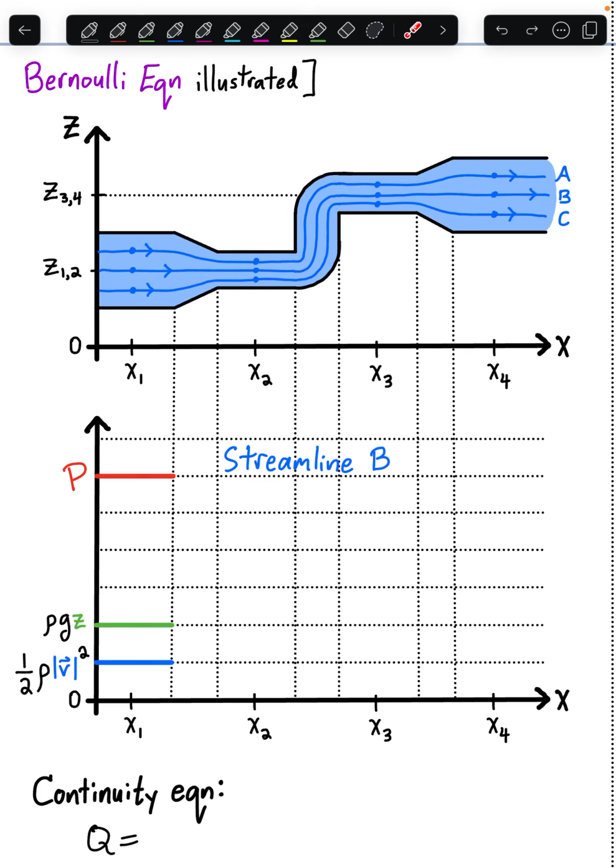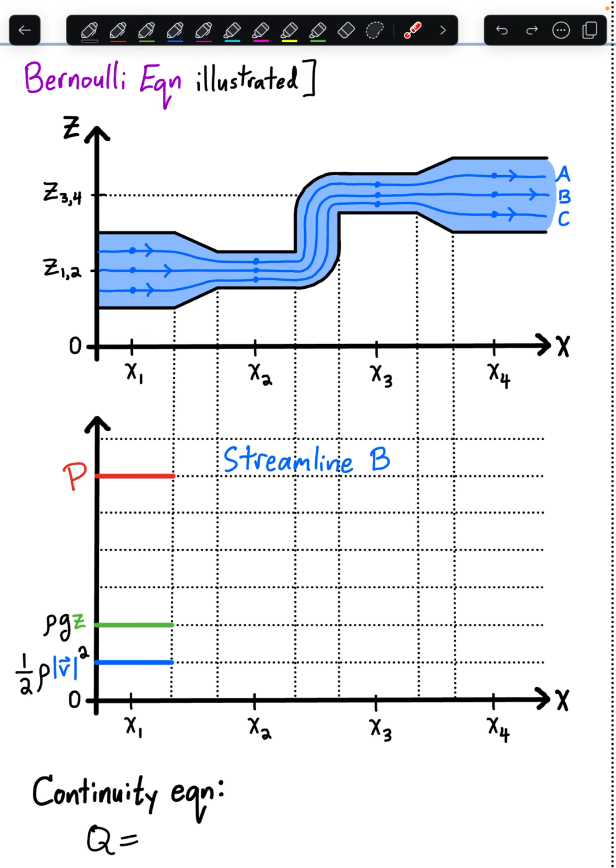I'll try to illustrate the conceptual meaning of the Bernoulli equation with this example. So we've got a pipe here carrying fluid from left to right. Suppose fluid is entering over here and exiting and going off over there on the right. The pipe is changing in diameter and also changing in height. X is the horizontal direction, Z is the vertical direction.